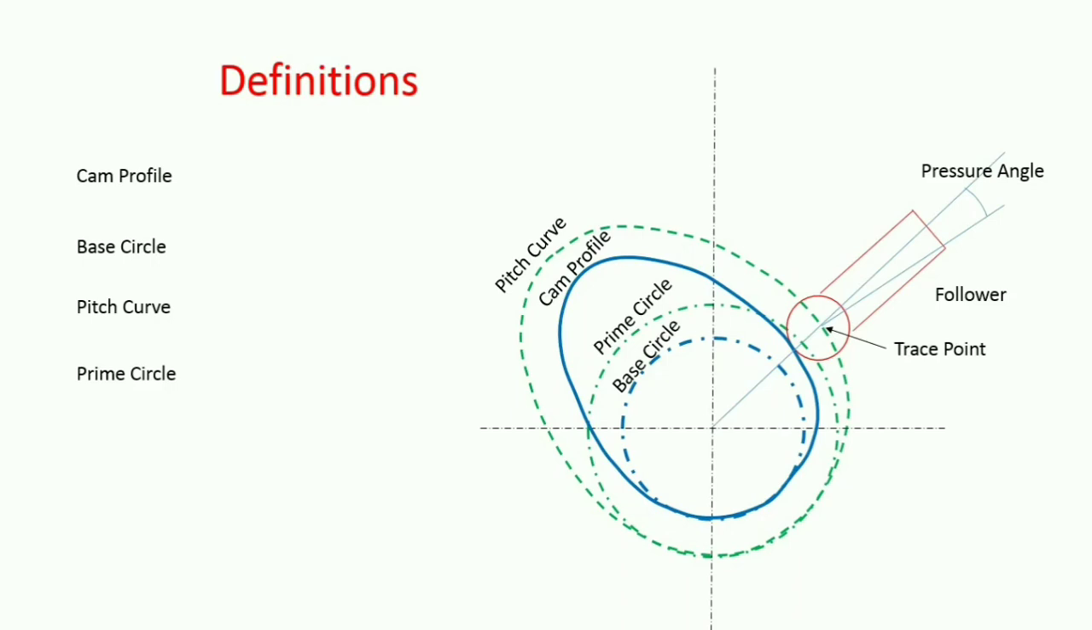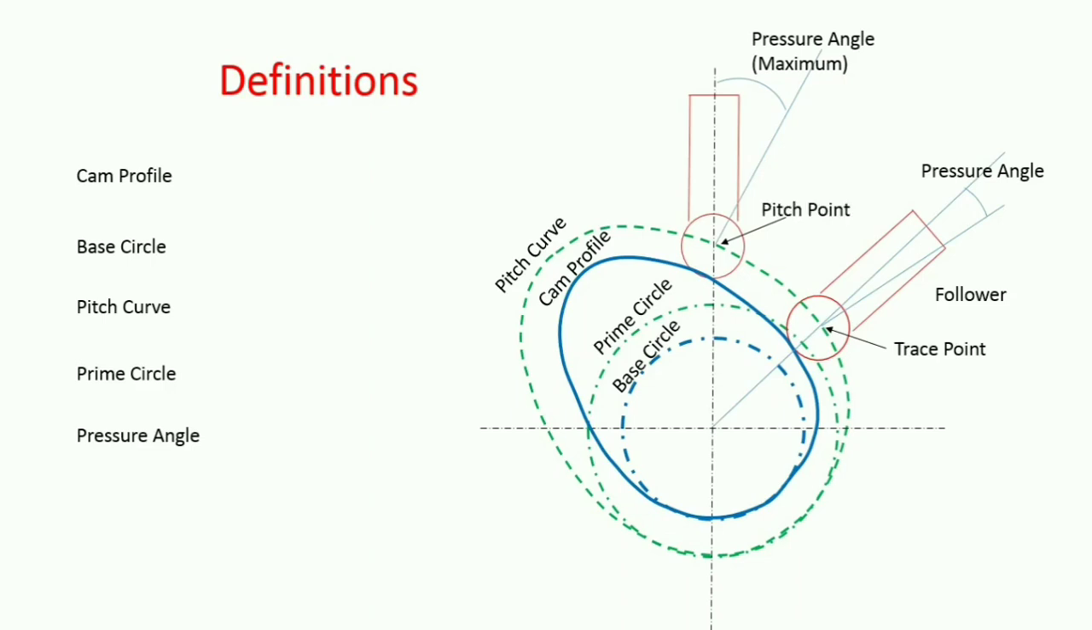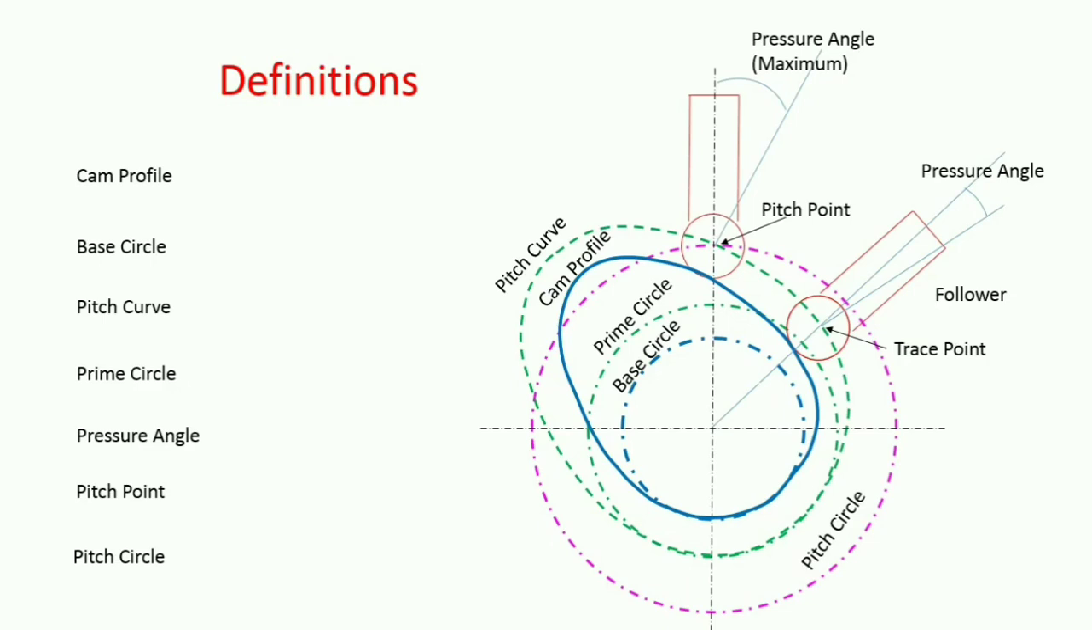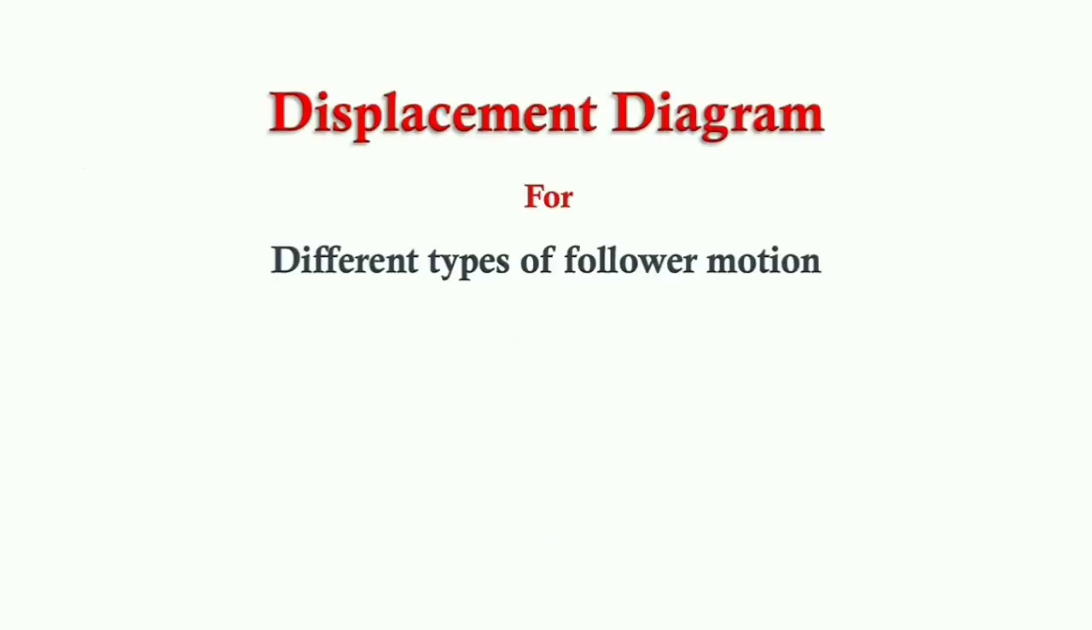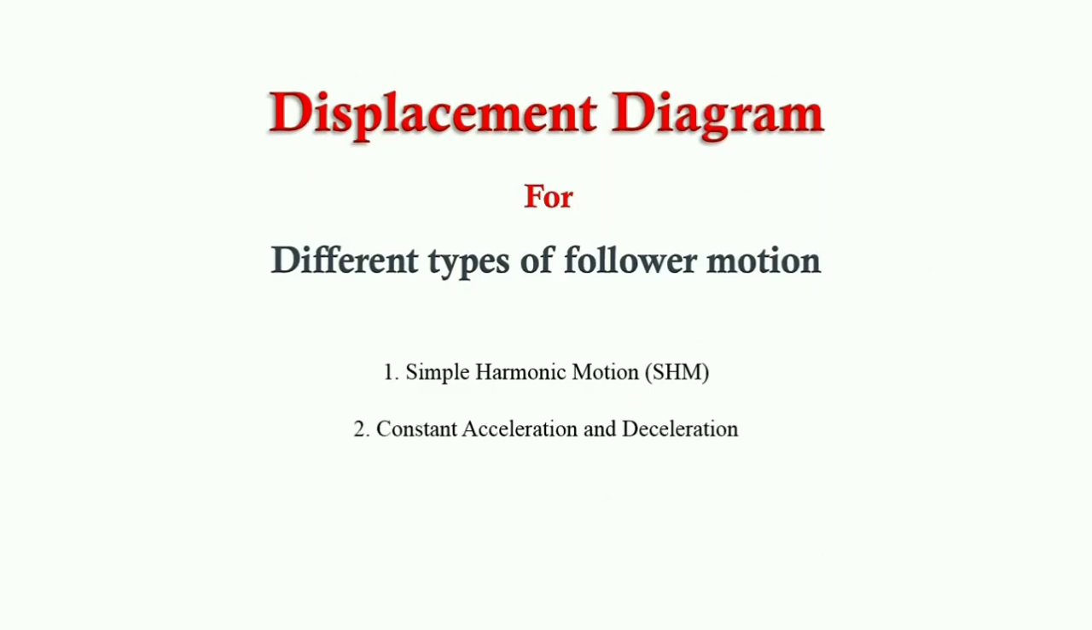A higher value or maximum pressure angle is not desired, as it might jam the follower in the bearings. As in the picture you can see this is the maximum pressure angle and the trace point is the pitch point. So the pitch point is the point on the pitch curve at which the pressure angle is maximum, and this is the pitch circle. It is the circle passing through the pitch point and concentric with the base circle.